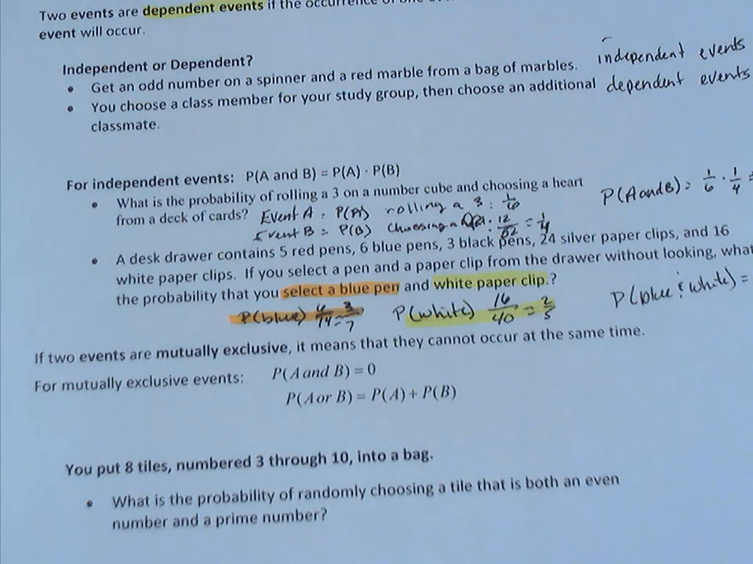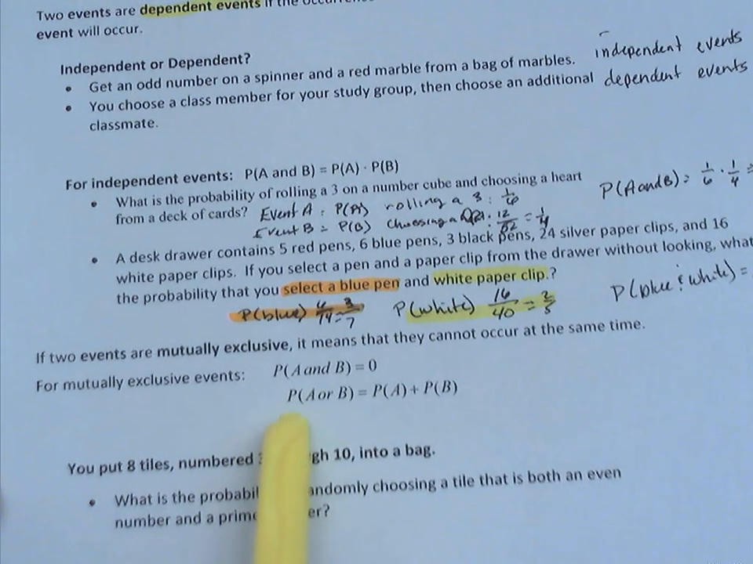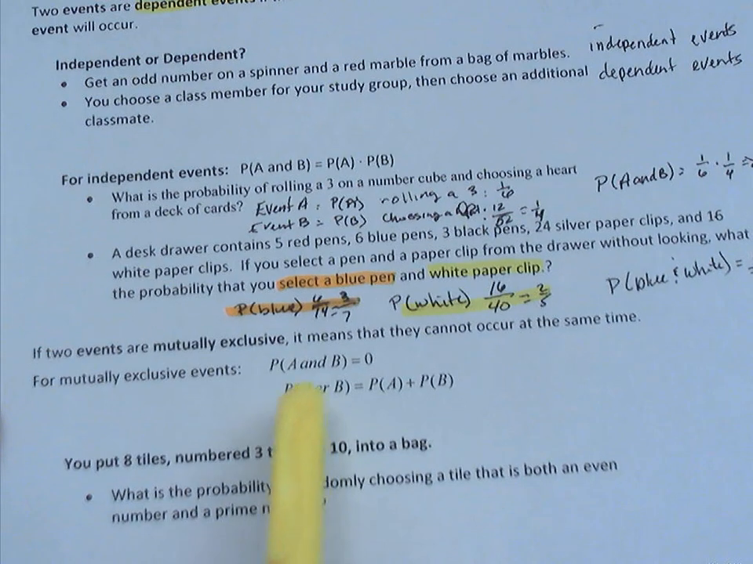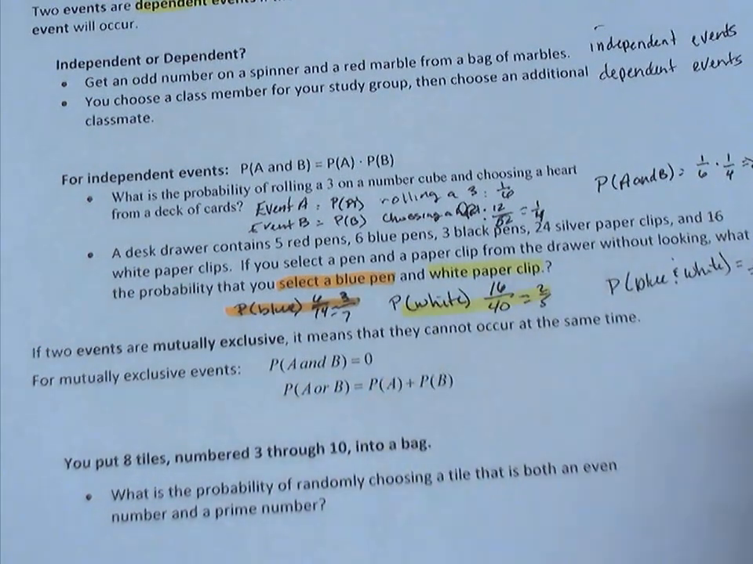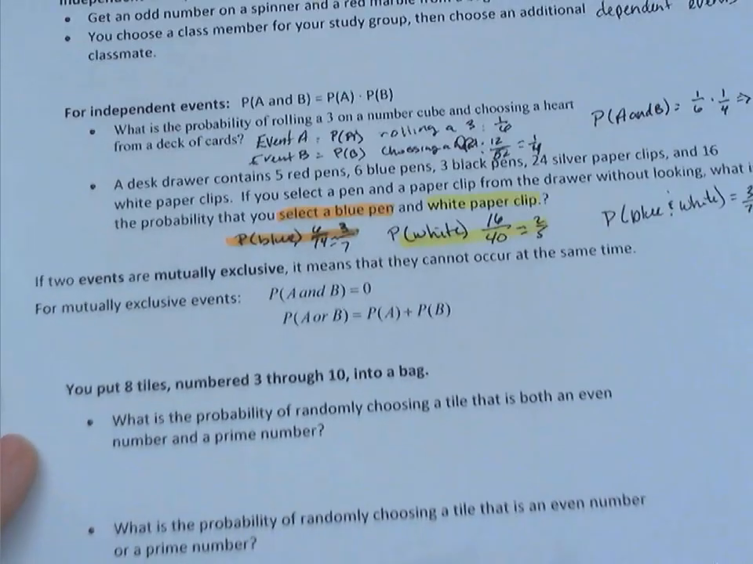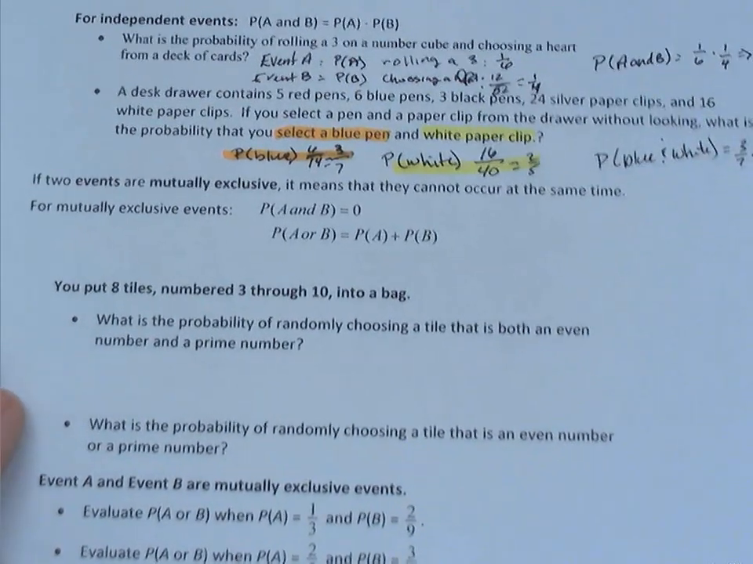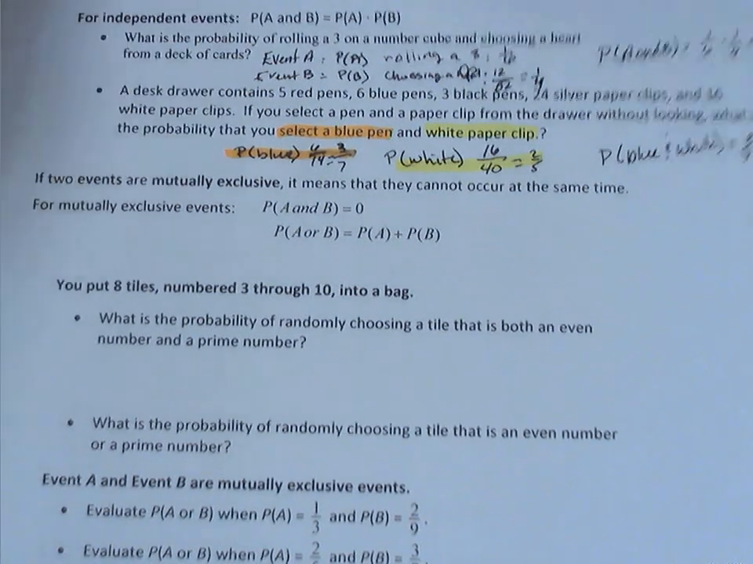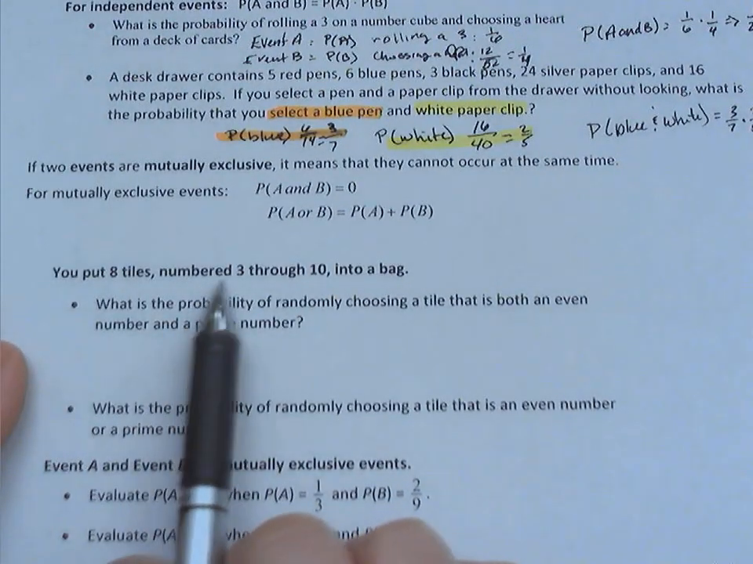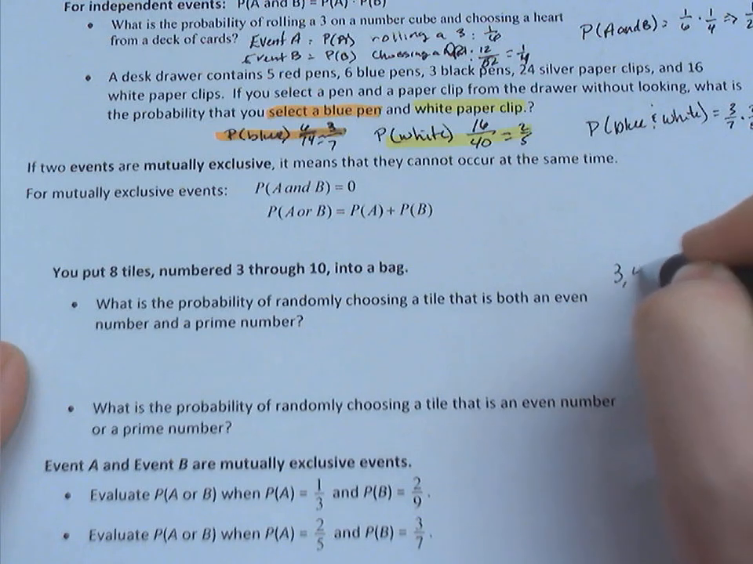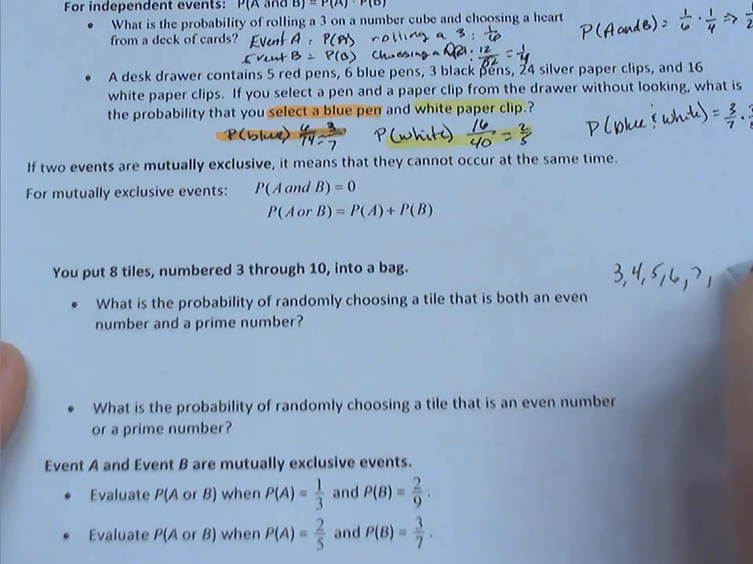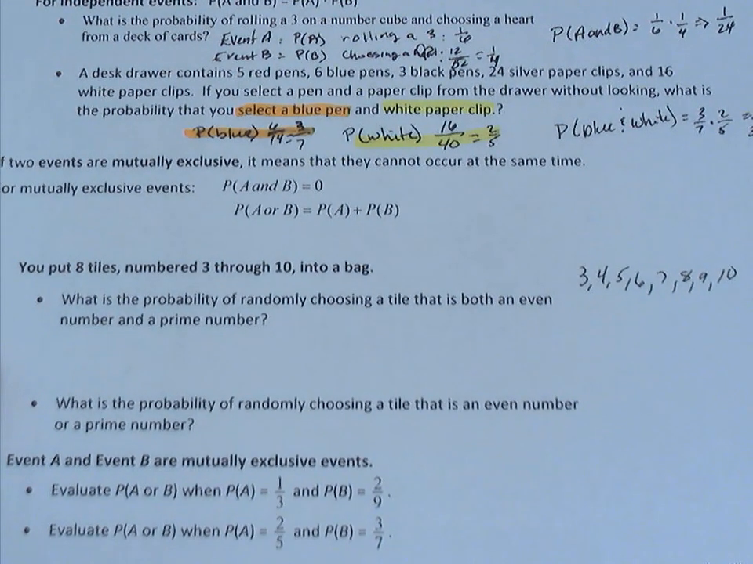Okay, if two events are mutually exclusive, it means that they cannot occur at the same time. For mutually exclusive events, the probability of them both happening is 0, but the probability of either of them happening, which means one or the other, is the sum of their probabilities. So looking at this example, I have 8 tiles, and the numbers are 3 through 10 in a bag. So I have 3, 4, 5, 6, 7, 8, 9, and 10 in the bag, and I want the probability of randomly choosing a tile that is both even and prime.